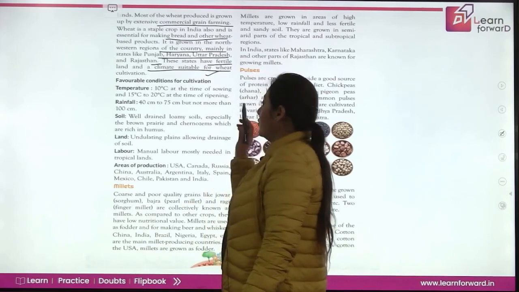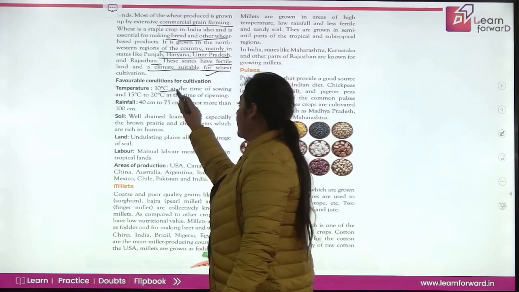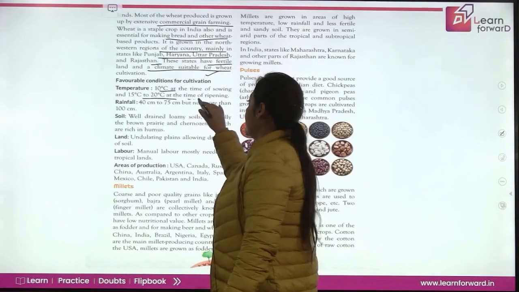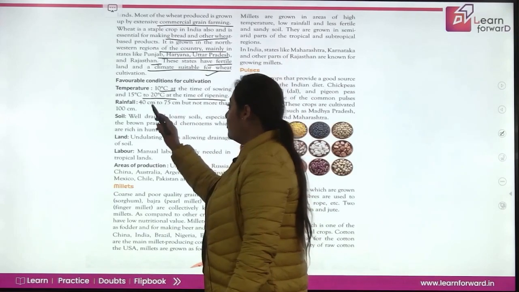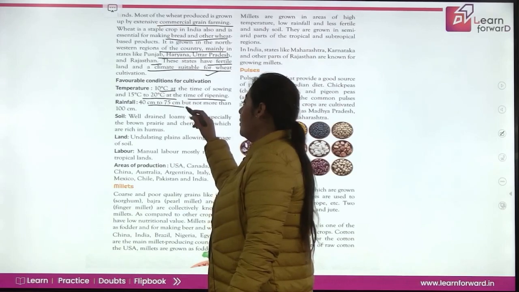If we talk of the favorable conditions for cultivation of wheat, we need a temperature of 10 degrees centigrade when we sow it, and 15 to 20 degrees centigrade when it is required for ripening. Now, if we talk of the rainfall, 40 to 75 centimeters, but it should not go above 100 centimeters.